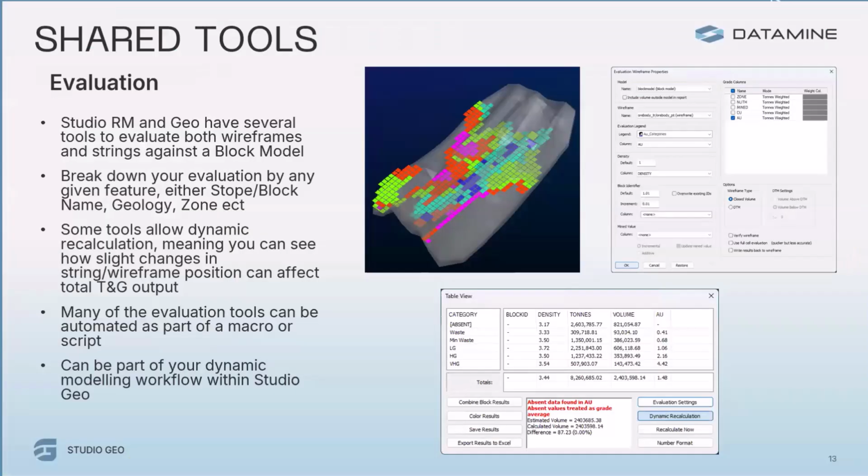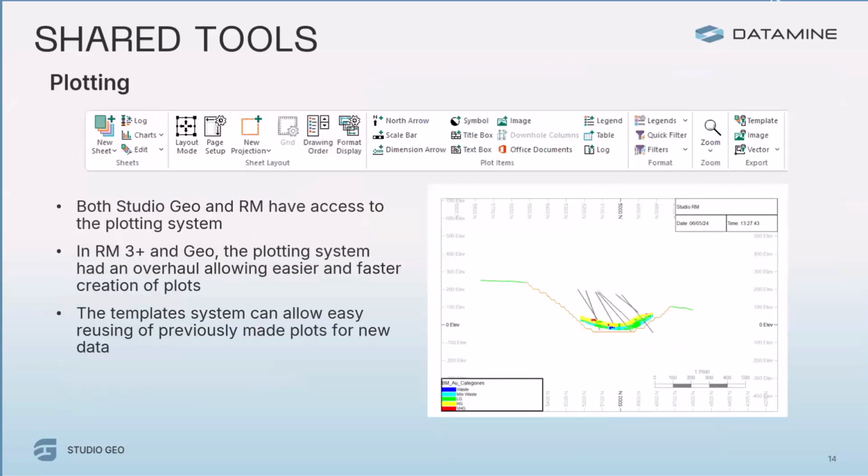So we have all the same tools. There's actually nothing that's been removed. Some buttons have been taken out of the toolbar, but we actually do have all of the tools in there. And then finally, plotting is obviously a shared tool. This is the exact same layout. It has the exact same properties, so we can generate all of our plots here. One thing I didn't touch on in too much detail is macros. Studio Geo and Studio RM use the exact same set of macro parameters, so if you have a macro written for Studio RM, it will be able to be used in Studio Geo.